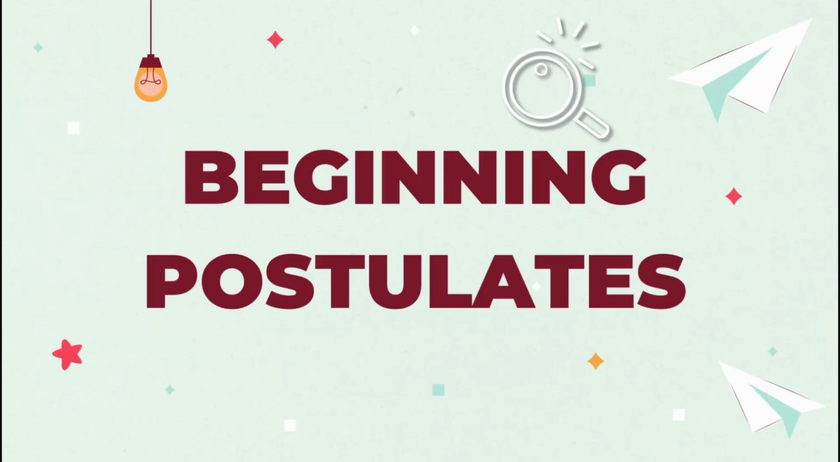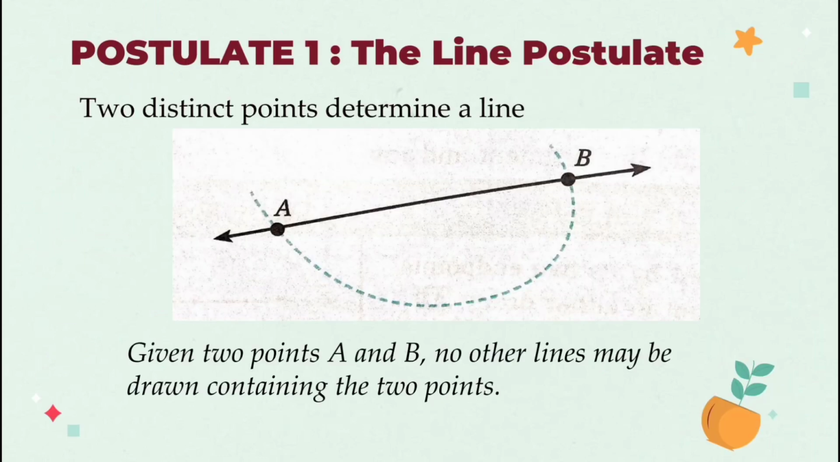Beginning postulates. For purposes of discussion, postulates and theorems will be numbered in order of appearance in this textbook. Postulate 1. The line postulate. Two distinct points determine a line. Given 2 points A and B, no other lines may be drawn containing 2 points.